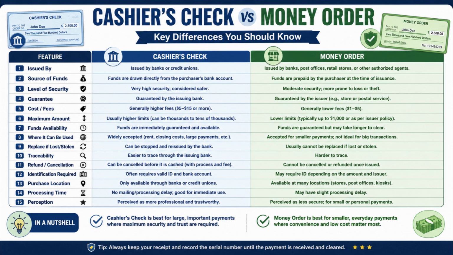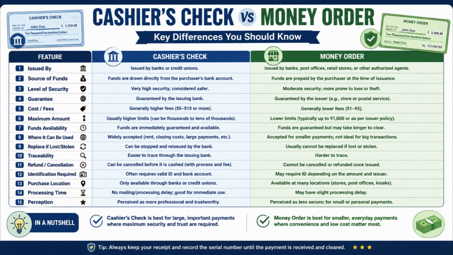In this video, we will discuss the differences between cashier's check and money order. Both are secure payment methods used instead of cash or personal checks, but they differ in terms of security, cost, availability, limits, and usage. Let's explore these differences one by one.